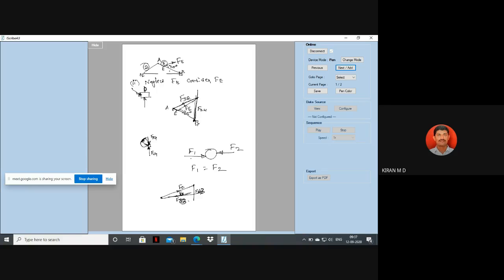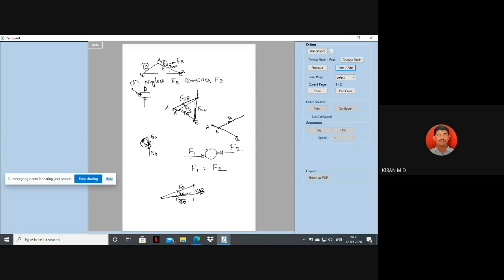See, we know the direction of FE. I will show once again here. I know the direction of FE. So first you have to draw this link, 250 mm, using some scale. This is E, this is A, B, this length connecting rod. So from that, you know the direction of FE, and I draw the FE line.